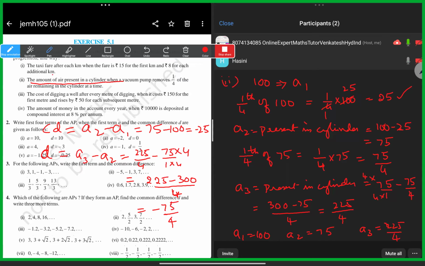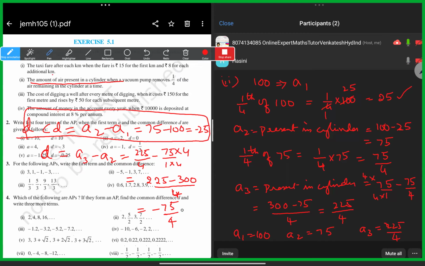Okay, now Hasni, you can see the first common difference D we got is minus 25, and the second one we got is minus 75 by 4. Are they equal? If we had got minus 75 by 3, it would be minus 25 only, Hasni. But we got minus 75 by 4.